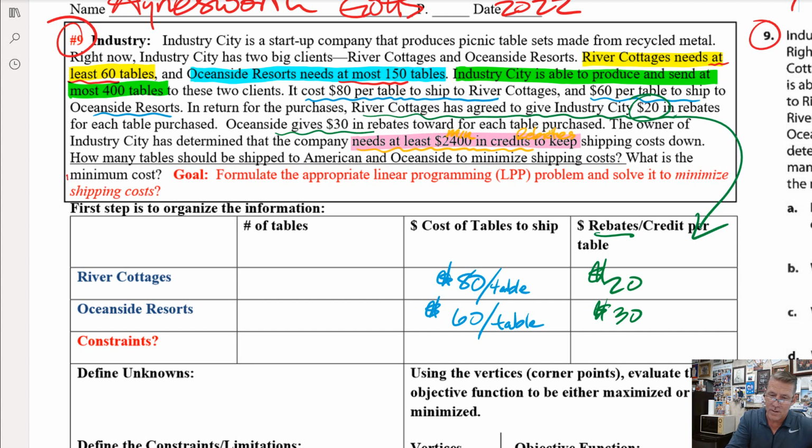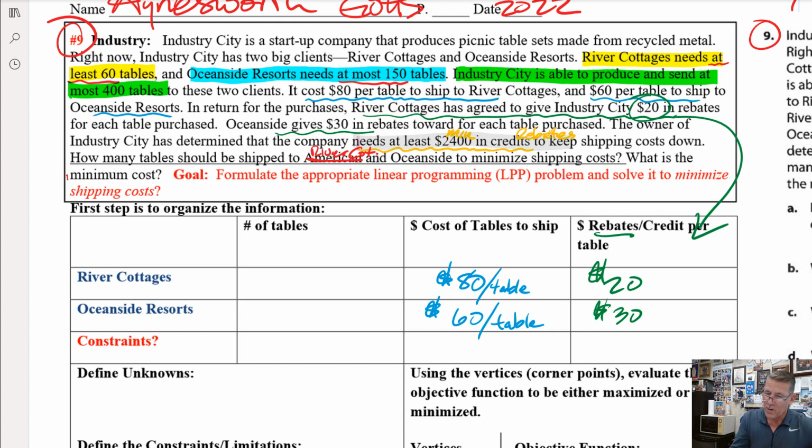Well, that's a dark color here, so let me choose a different one. Okay, so that's going to be a constraint. Now the question is how many tables should be shipped to River Cottages and Oceanside to minimize shipping costs? There's a little typo in here. Ship to River Cottages and Oceanside to minimize shipping costs. So that's a typo. That should be River Cottages.